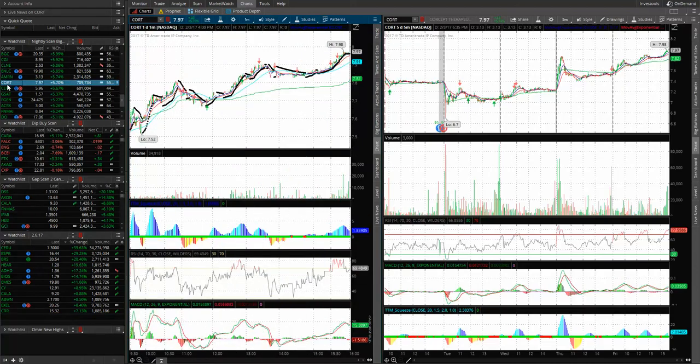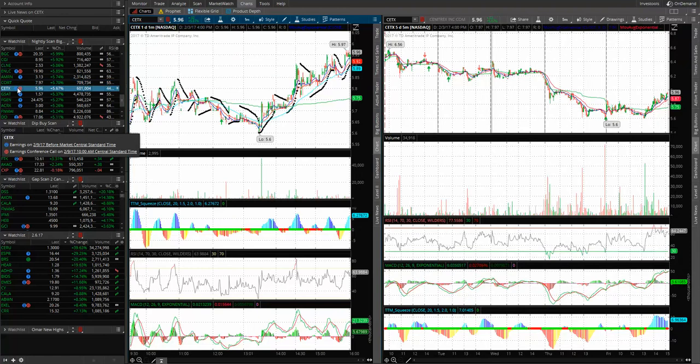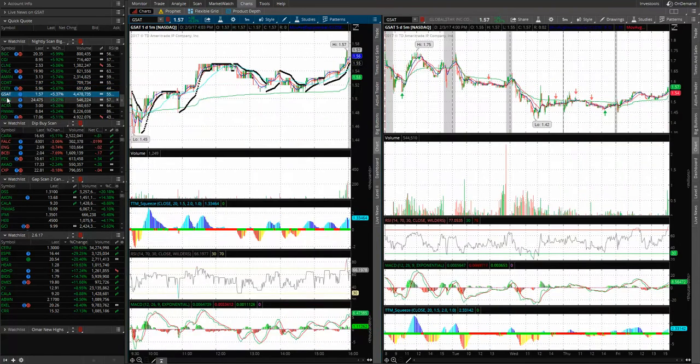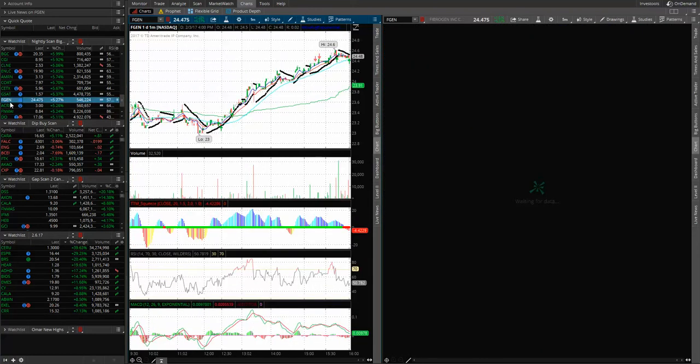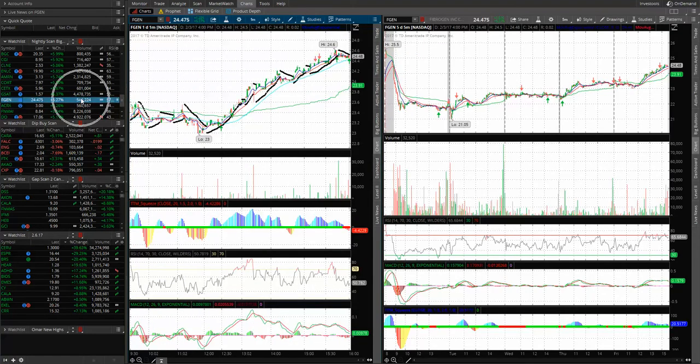CORT opened at 752, held its highs at 798, but no volume. And the rest of these stocks, CTX, yeah, don't love it. No volume. CGST, it held its highs. I mean, its highs 175. You could trade it. I don't like this chart. I'm gonna skip it. FGEN, no volume at all.